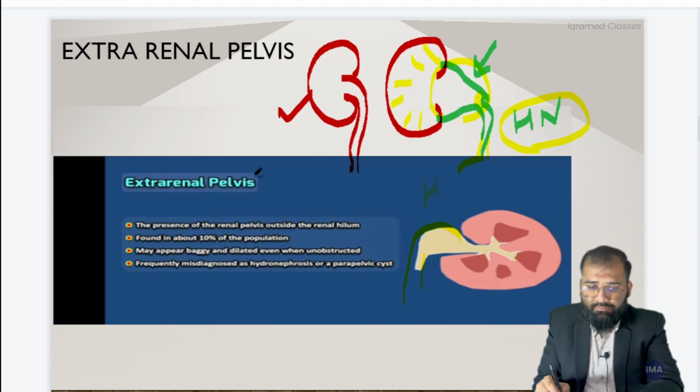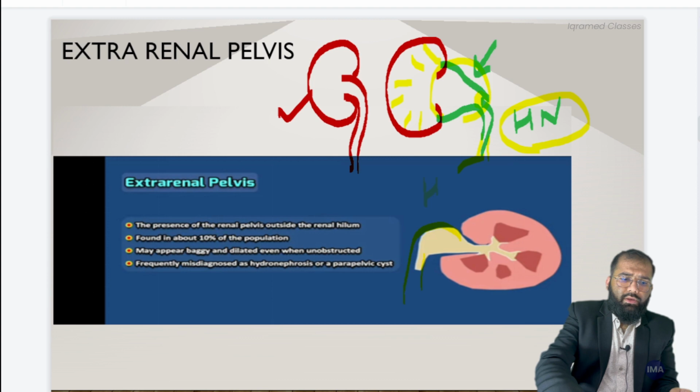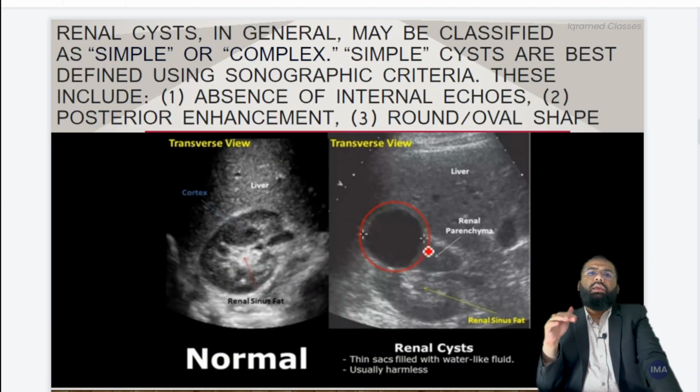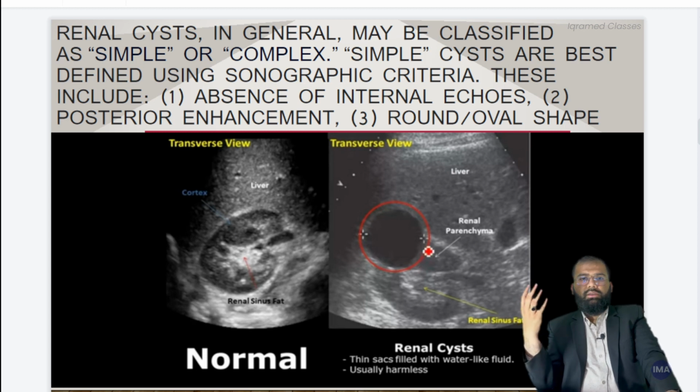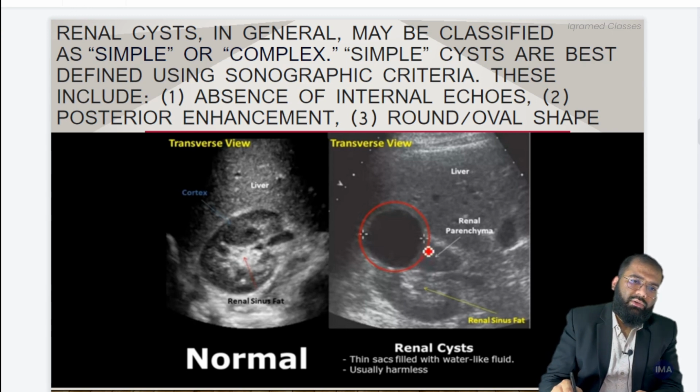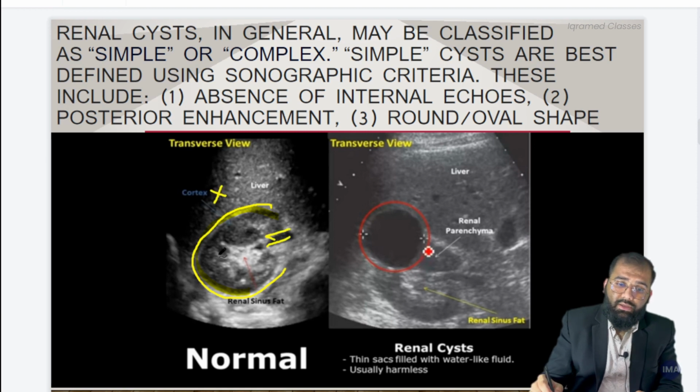Very important. So now we have seen multiple variants of the kidney, including horseshoe kidney and extrarenal pelvis, and our next session would be based on pathologies. Just to enlighten your brain, we would begin with renal cysts. Here you see this is a normal kidney in trans, this is the renal vein, and you can see very clearly there are no focal lesions within the liver or within the kidney.